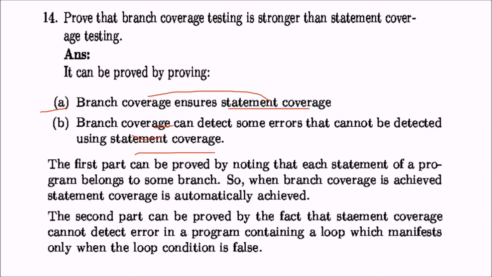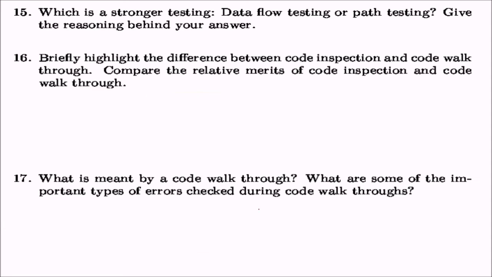The first part can be proved by noting that each statement of a program belongs to some branch. So when branch coverage is achieved, all statements will be automatically visited. The second part can be proved by the fact that statement coverage cannot detect errors in a program containing a loop, which manifest only when the loop condition is false.